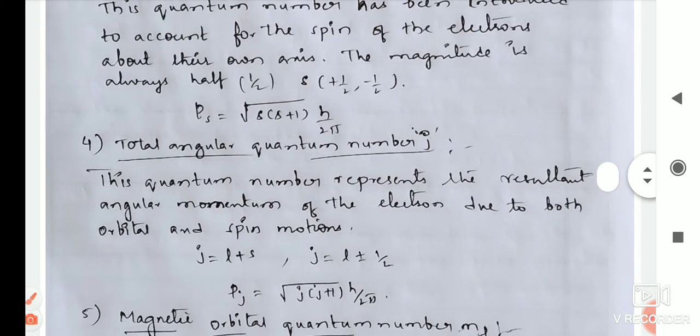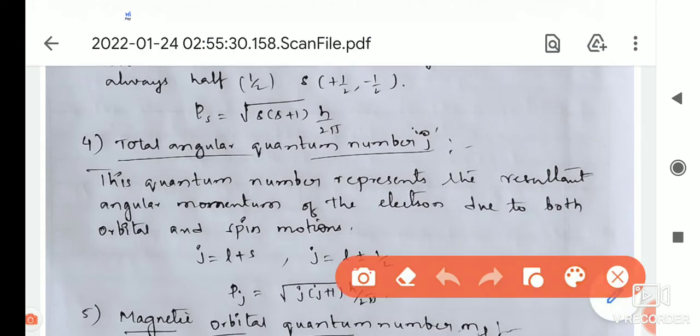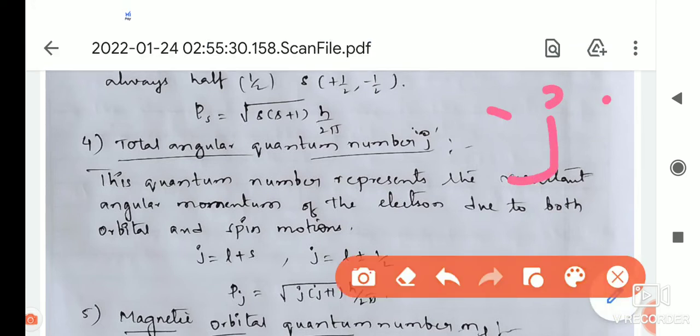Next we have total angular quantum number, represented by small j. This quantum number represents the resultant angular momentum of the electron due to both orbital and spin motion.